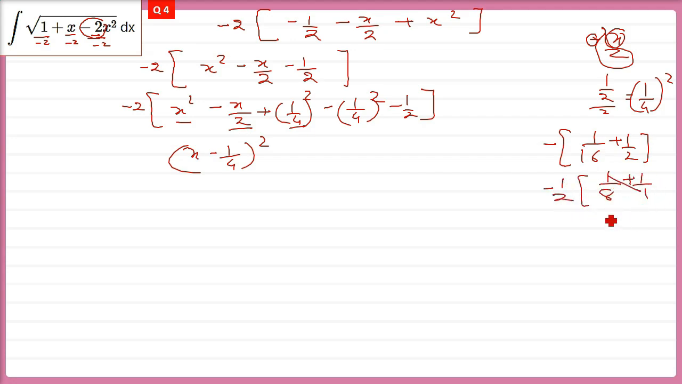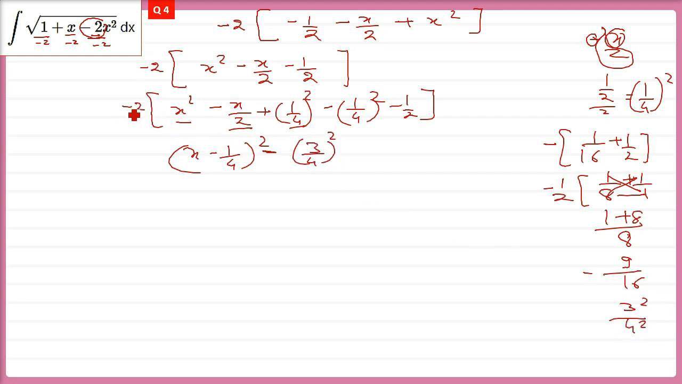And this will give you (1 + 8·1)/(8·1). This will give you 9/8 into 1/2, so 9/16. Negative 9/16 has come. So minus 9/16, but in place of 9/16, you can write (3/4)². So this will be (3/4)².